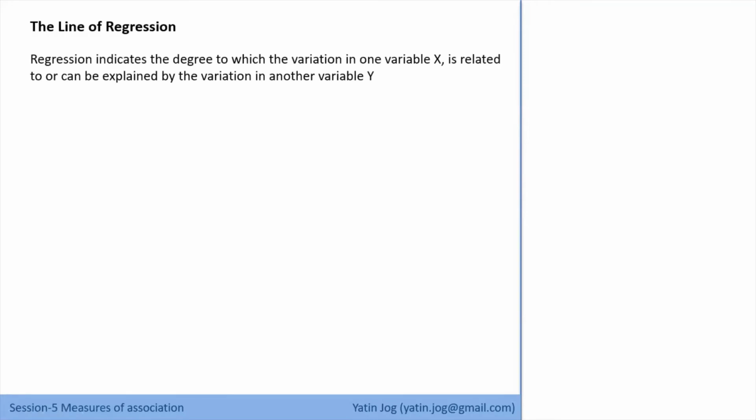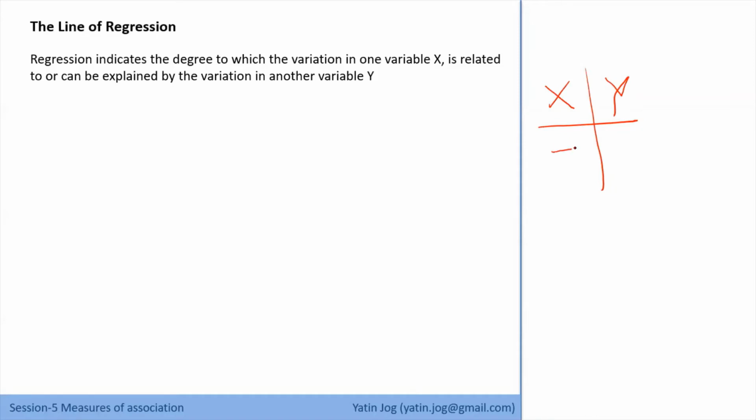Regression indicates the degree to which the variation in one variable x is related to or can be explained by the variation in another variable y. That is the definition of regression. Now what is the meaning of this line? Now when I say there is a relationship between x and y, what is the meaning of this statement? There is a relationship between x and y.